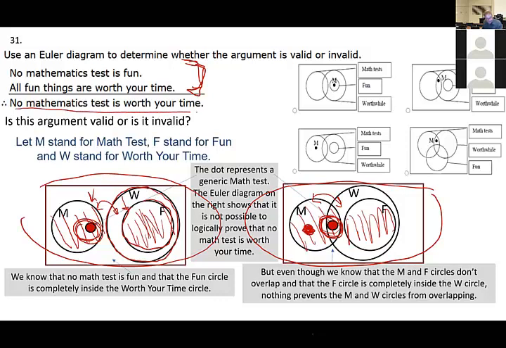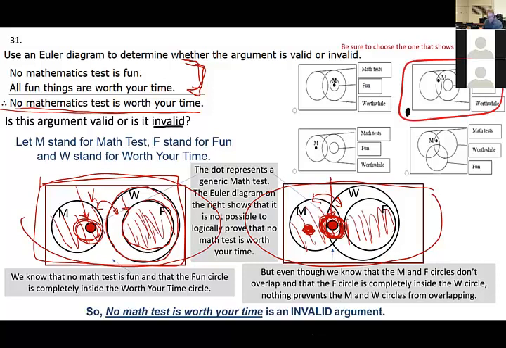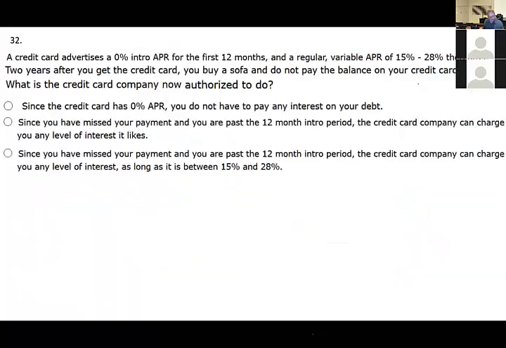So it says no math test is worth your time. Well, I'm not sure. If you were using this diagram, that would be true. No math test would ever be worth your time if you were looking on the left. But if that math circle and your worth your time circle happen to overlap, there would be a math test that's worth your time, and that would invalidate your argument. So it says no math test is worth your time. I found a case where a math test would be worth your time. In fact, it'd be that second choice up there at the top, where you could have a math test that was worth your time. A lot of this stuff is practice makes perfect.